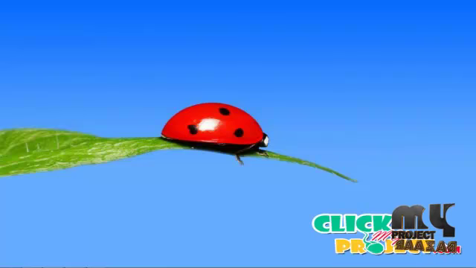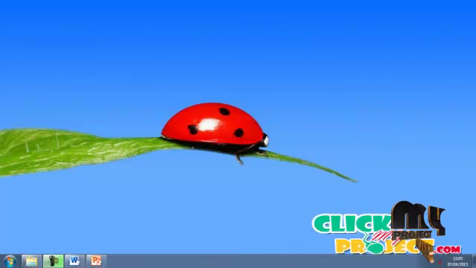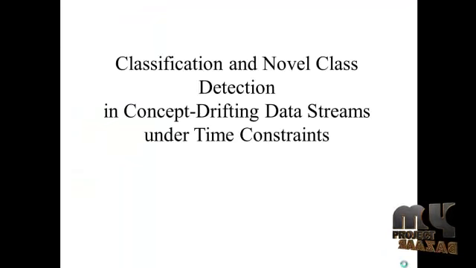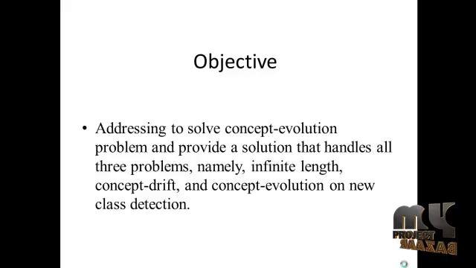Let's discuss our project. Our project title is Classification and Novel Class Detection in Concept Drifting Data Streams Under Time Constraints. The main aim of our project is to solve the concept evolution problem and provide solutions that handle three problems, that is infinite length, concept drift and concept evolution or novel class detection.